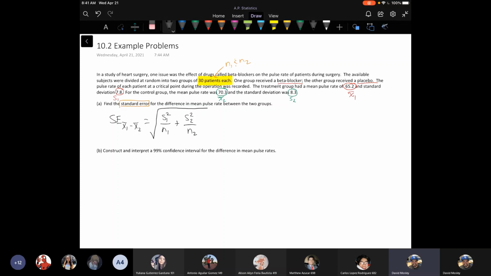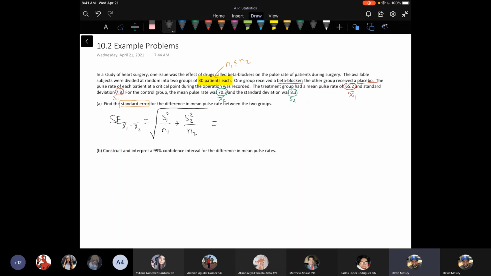All right. So this is the formula that we use. And notice we're using variance. We're not using standard deviation. So we're going to be taking the values we have from our context and squaring them. That's the only thing we have to do. We don't have to do any fancy calculation with them. We're just going to square them.